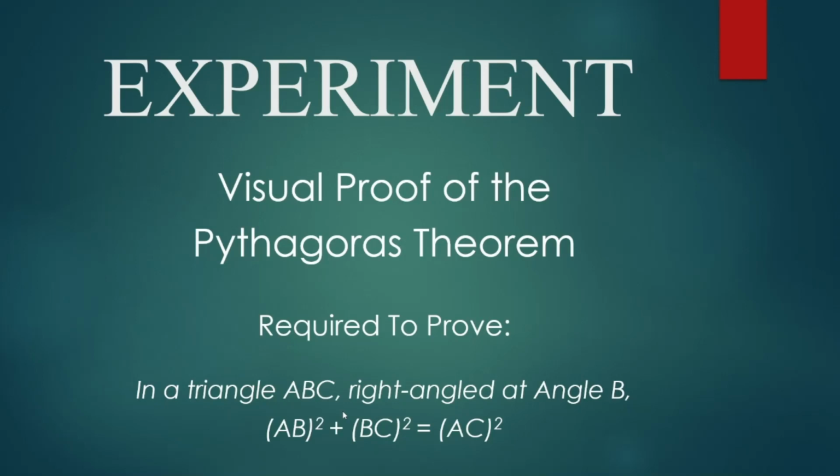For those who have forgotten or don't know, the Pythagoras theorem states that in a right angle triangle ABC, which is right angled at the angle B, the side AB, the side BC, and the side AC are related as AB square plus BC square is equal to AC square. So the sum of the squares of the base and the perpendicular is equal to the square of the hypotenuse.